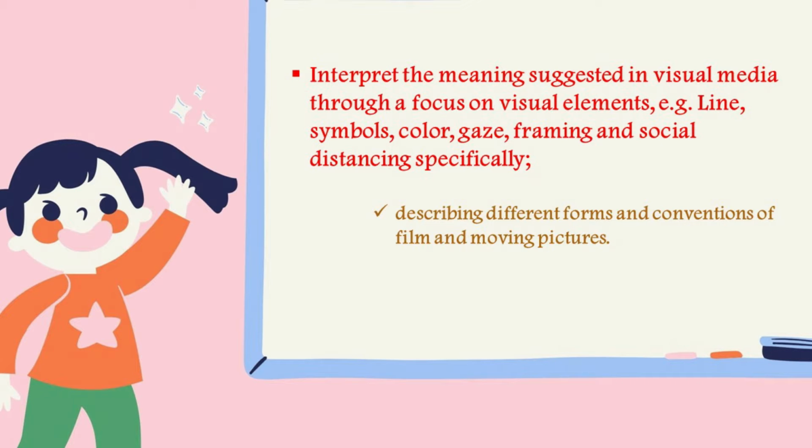For today's lesson, you will learn one of the most essential learning competencies in English 6, which is to interpret the meaning suggested in visual medium through a focus on visual elements. Example: line, symbols, color, gaze, framing, and social distance, specifically describing different forms and conventions of films and moving pictures. So just sit back and relax as we go on with our lesson.